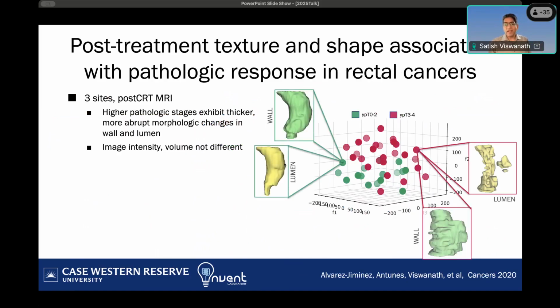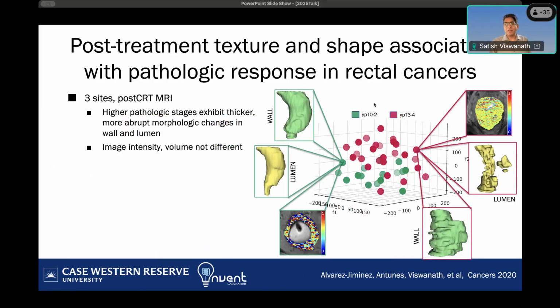very distinctive signatures to distinguish between the responders, which are the ones in green, versus the non-responders, which are in red. So now we can see the heterogeneity is different between them, like I explained previously. But then if you look at the wall and lumen regions, you can also see very different signatures occurring for patients who are responders versus those who are non-responders.